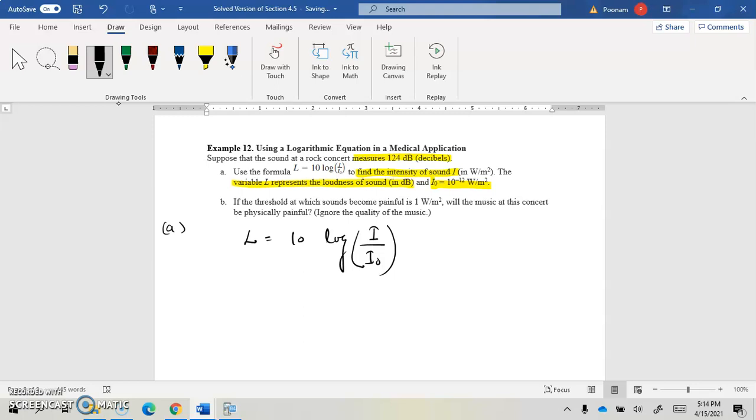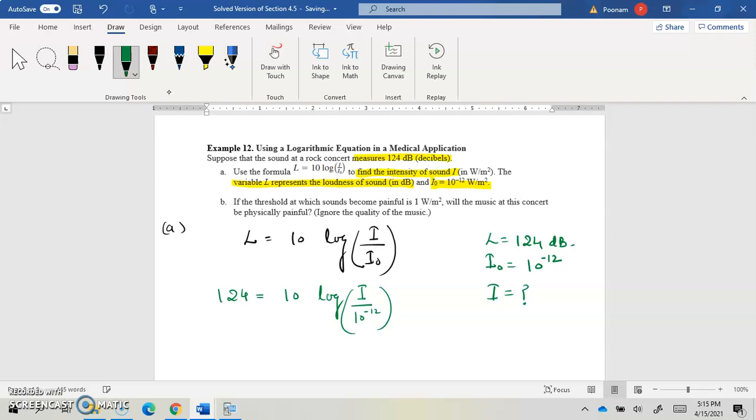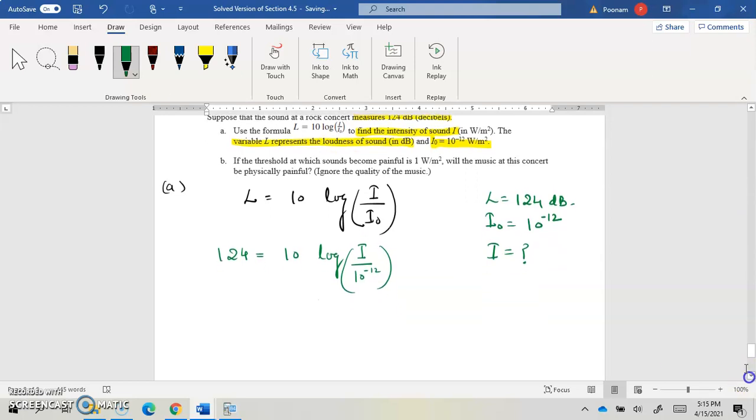The sound at the rock concert measured 124 decibels. That means L is given to be 124 decibels. I naught is given to be 10 raised to power negative 12. The question is to find the intensity. I is unknown, so let's plug in everything which we know. L: 124 is equal to 10 times log of I divided by 10 raised to power negative 12. So the first step, we need to find I.